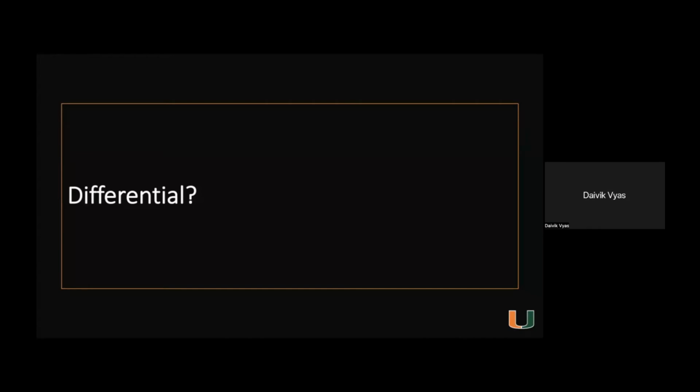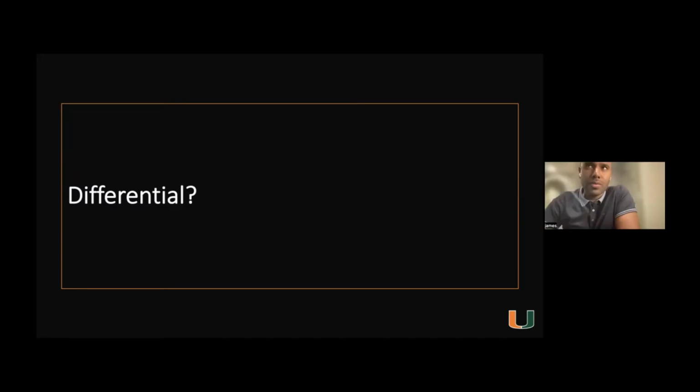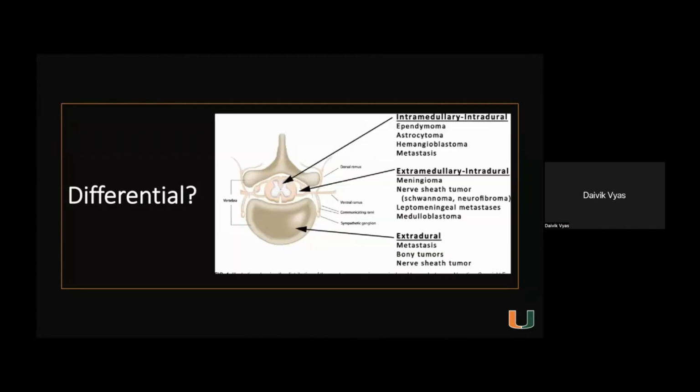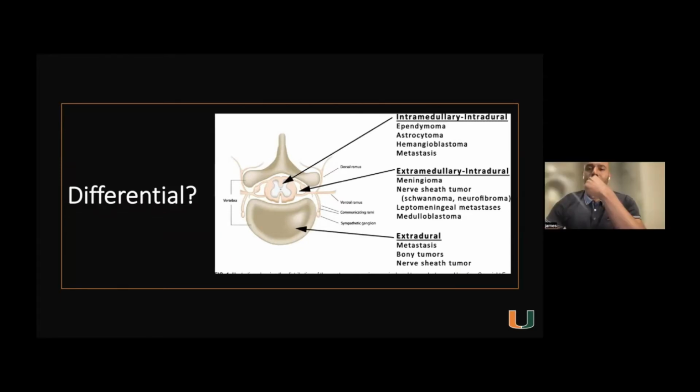My differential for something like this could consider a nerve sheath tumor, so a schwannoma, maybe a meningioma, possibly a fibroma, though maybe not likely. Okay. So do you think this is extradural, intradural, extramedullary, intramedullary? What do you think? Based off the appearance, it looks like it was extramedullary, possibly intradural. Yeah. Nice.